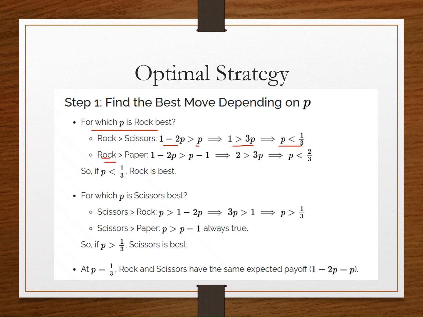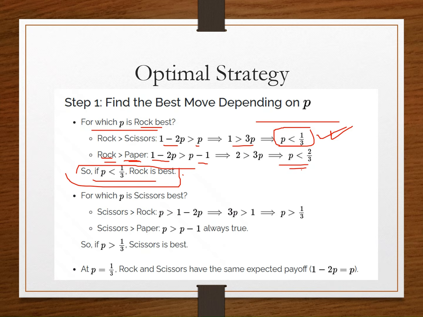Also, because we are saying that the rock payoff is the best, it means the payoff for rock should also be greater than the payoff for paper, which means 1 minus 2p should also be greater than p minus 1. So you get p is less than 1/3. From both of these two ranges, this one satisfies both criteria. So for p less than 1/3, rock is the best.